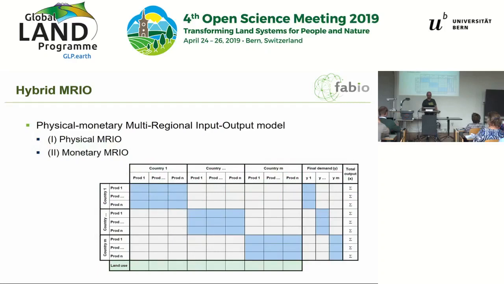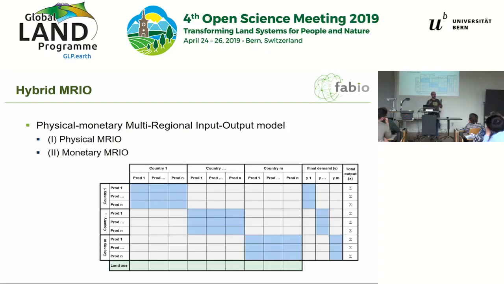I hope you all have a basic idea of what an input-output table is. Here's an example of a multi-regional input-output table, where you would have the product-by-product flows, the inputs of products into the production of other products, and also the linkages between countries, so the international trade flows would be depicted there.